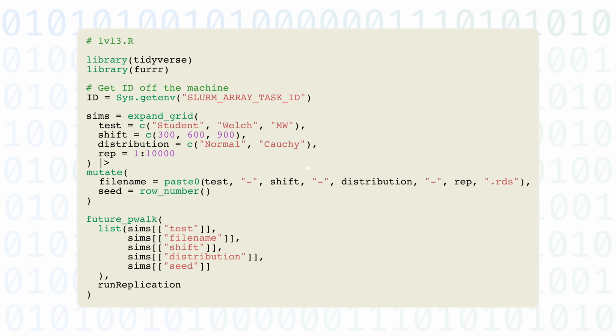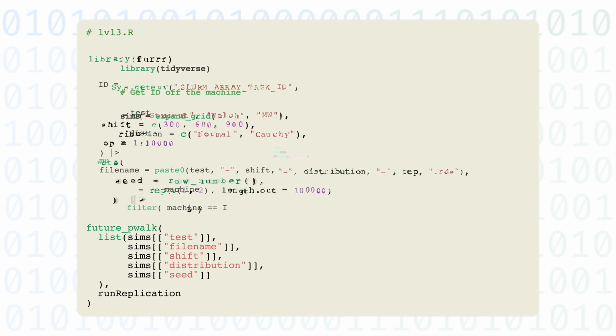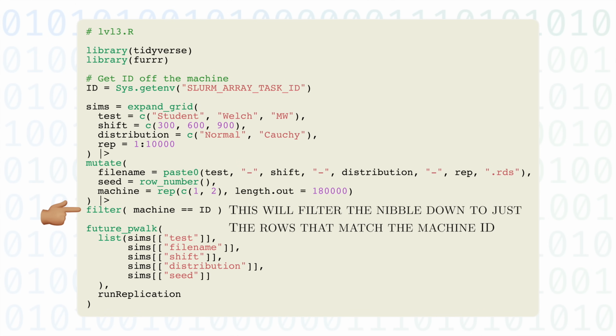With this new variable in mind, we can create a new column in our tibble to help each machine pick its own set of replications. Finally, I can use the filter function to filter down the tibble to all the rows where the machine column matches the machine ID.